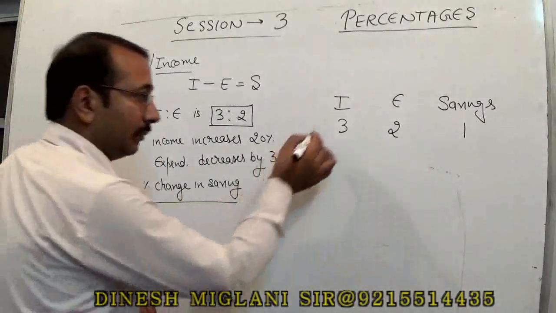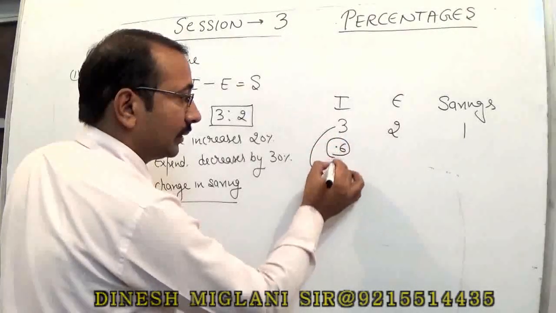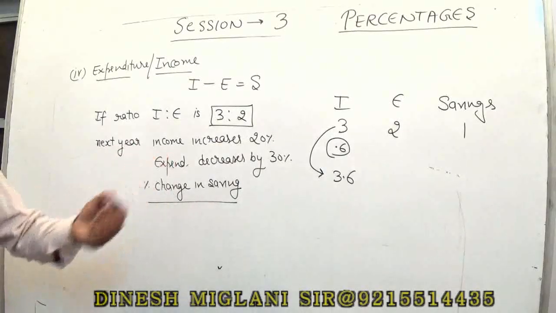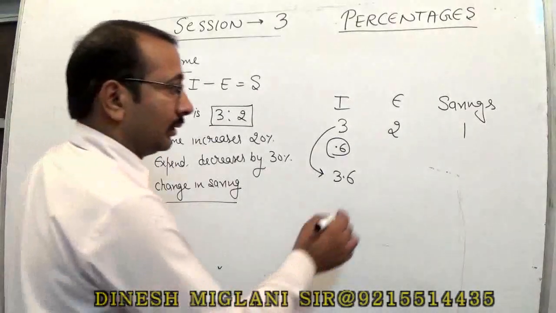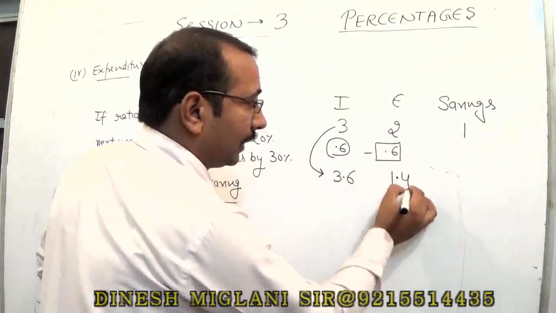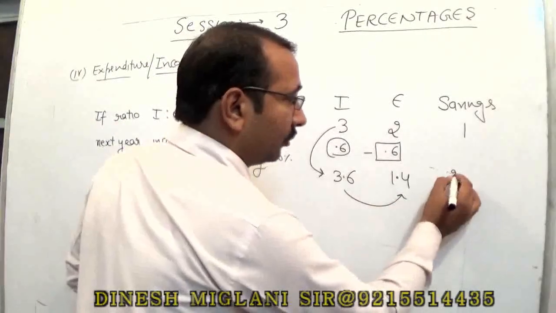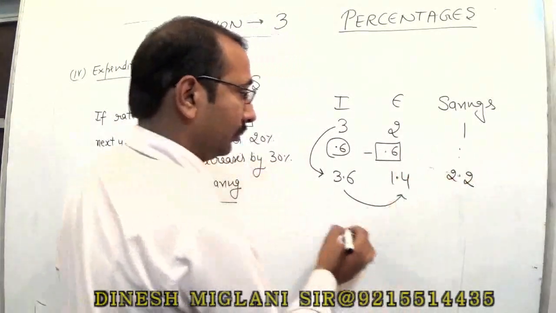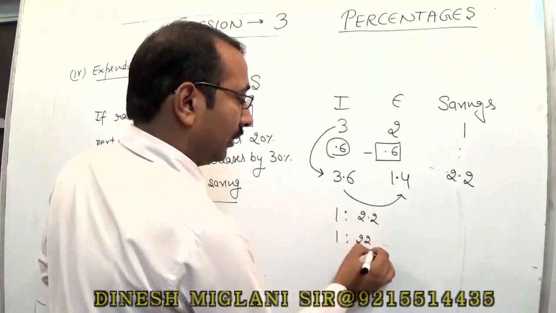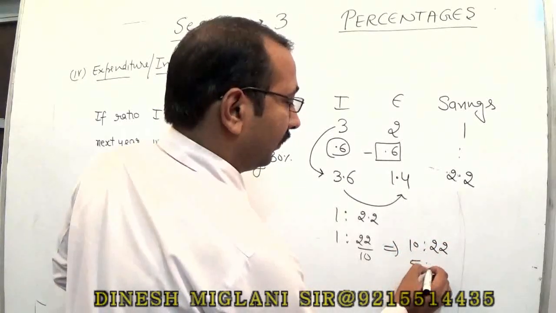Next year, income increases by 20%. So 20% of 3 is 0.6, so my income becomes 3.6. Expenditure decreases by 30%. 30% of 2 is also 0.6, but that is decreased. So my expenditure is 1.4. Now my saving becomes 2.2. I have to find the ratio. So 1 to 2.2, that is 1 is to 22 by 10. So 10 to 22, or the answer is 5 to 11.